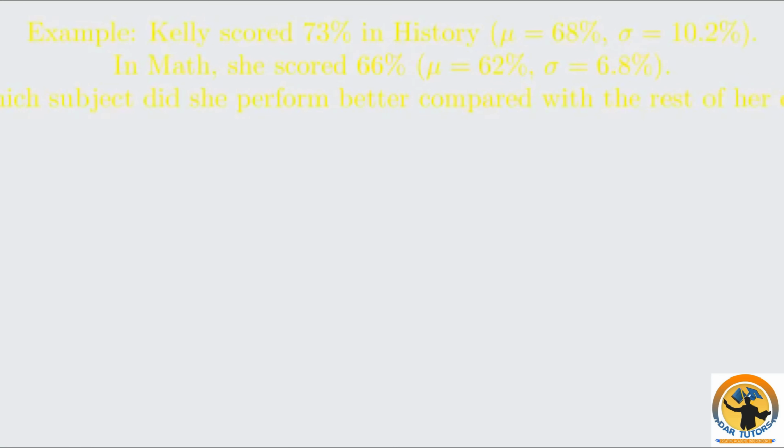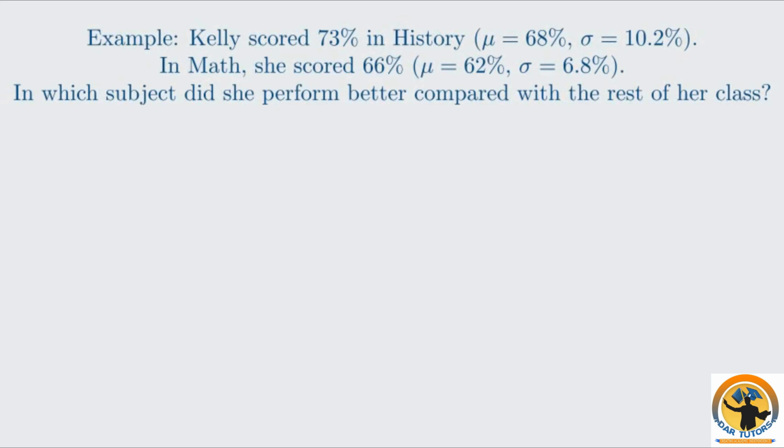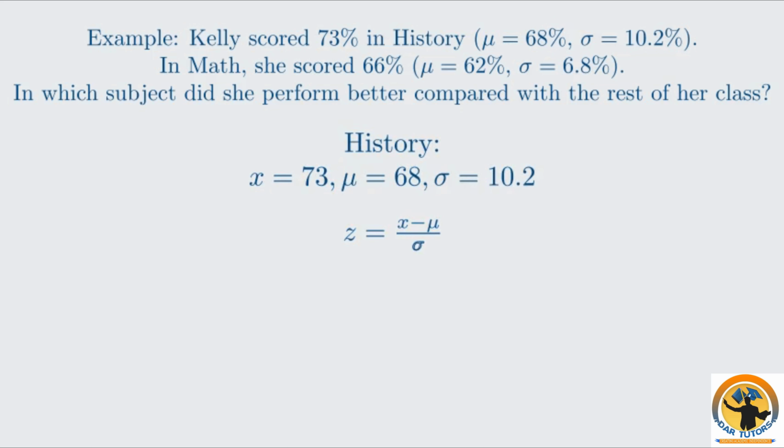If we just look at the raw percentages, 73% is higher than 66%. But this doesn't tell us how challenging each exam was. To find that, we need to compare her scores using z-scores. Let's calculate her z-score for history. The formula is z equals score minus mean, divided by standard deviation. Plugging in the values, we get 5 divided by 10.2, which is approximately 0.49. This means Kelly's history score was 0.49 standard deviations above the class mean.